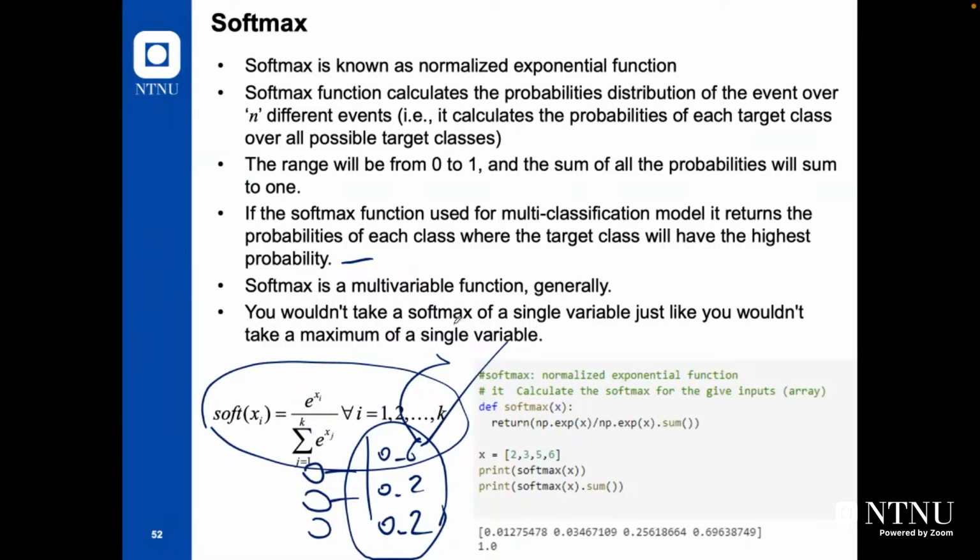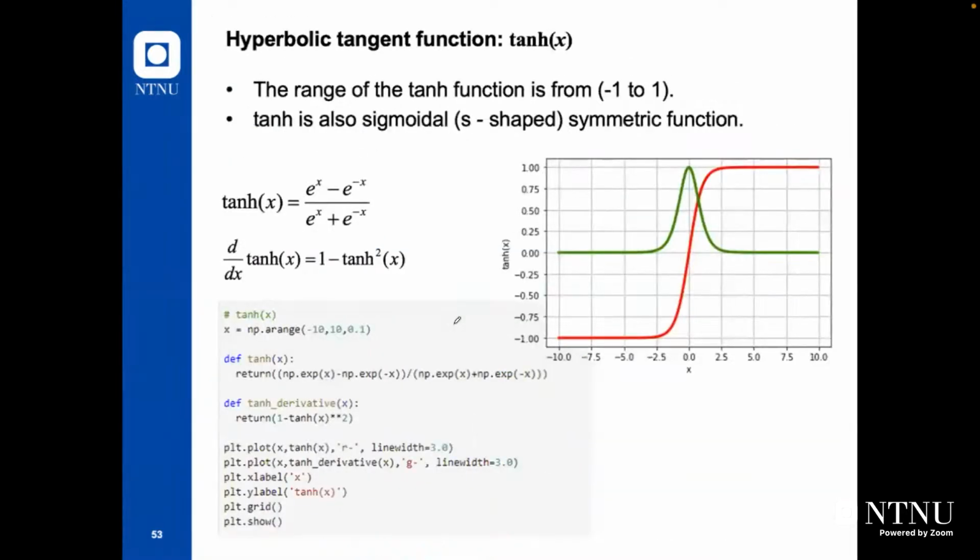We don't use it for a single variable because it doesn't make any sense, because it will be sigmoid, in fact, in reality. When you normalize a single value, it will be just the same value, right? So it doesn't make sense when you use it for a single output.